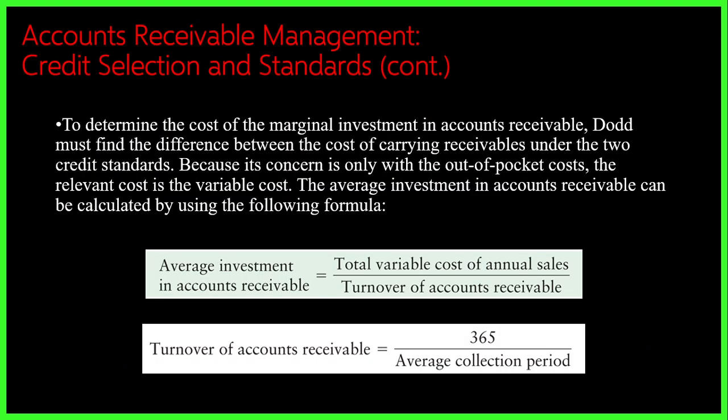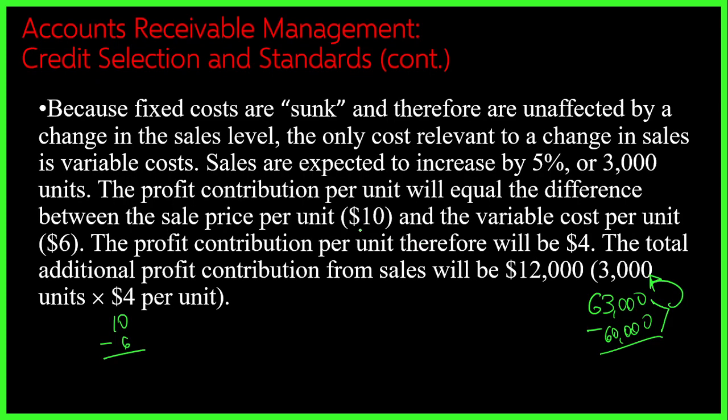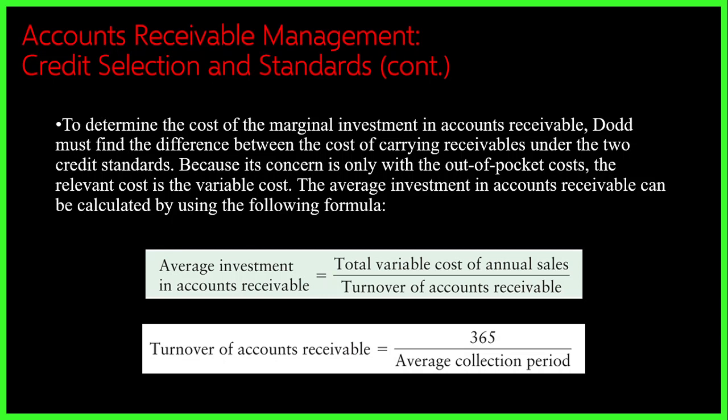Now, let's continue. To determine the cost of marginal investment in accounts receivable, wait, let's go back. This one, let's just call this number 1. That's the increase in the profit. You know, the increase in contribution margin is also the increase in our profit. Now, let's go to number 2. Okay, the investment in AR.